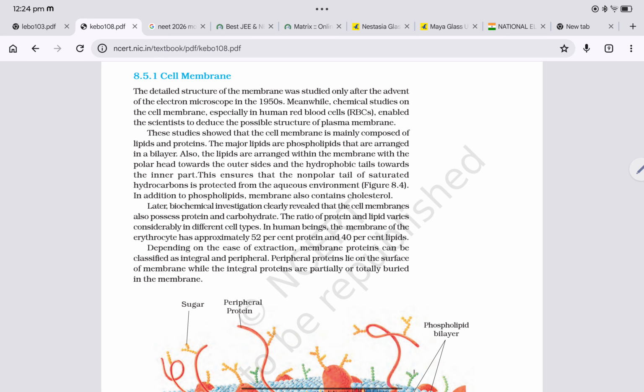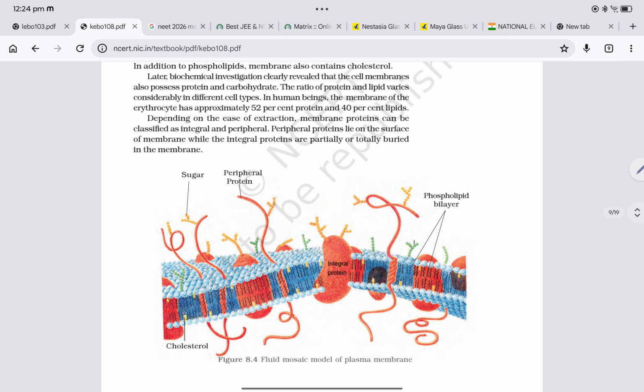Also, the lipids are arranged within the membrane with the polar head towards the outer side and the hydrophobic tail towards the inner part. This ensures that the non-polar tail of saturated hydrocarbon is protected from the aqueous environment. Figure 8.4. In addition to phospholipids, the membrane also contains cholesterol. Later biochemical investigations clearly revealed that the cell membrane also possesses proteins and carbohydrates.